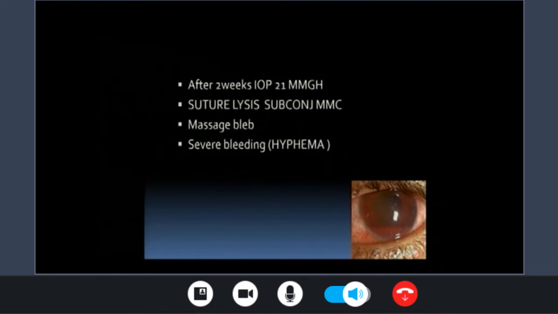Massage of the bleb was done, and during massage, severe bleeding occurred. I could not stop it. I patched him 3-4 times. I waited for him 45 minutes in the clinic. The bleeding did not stop. After 1 hour of patching, he had subtotal hyphema. So a double patch was done. 2/3 of the AC was filled with blood.